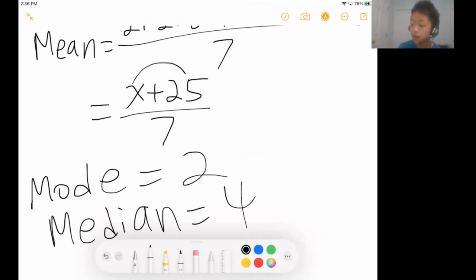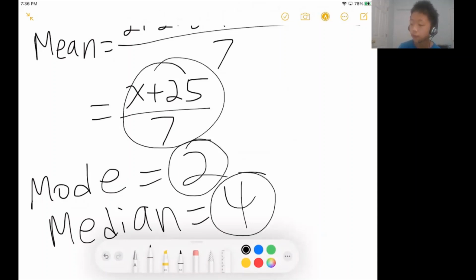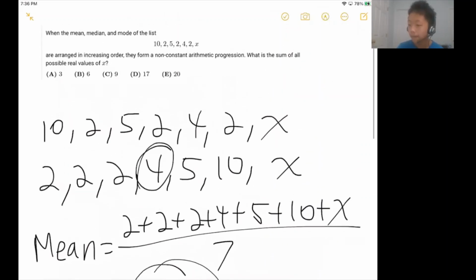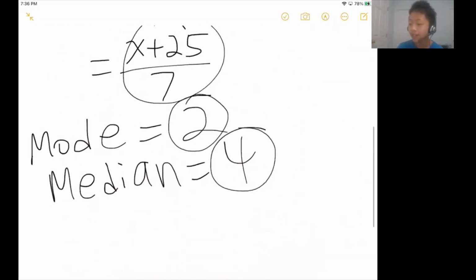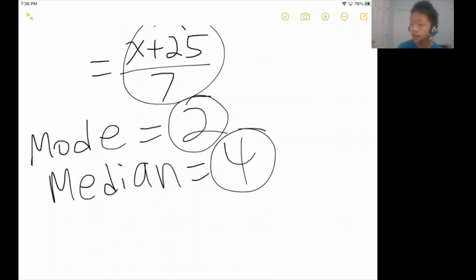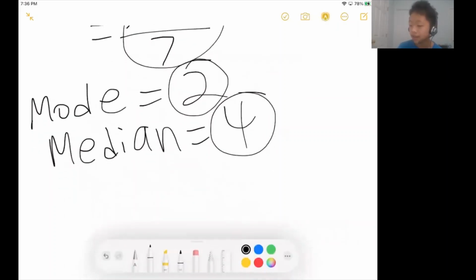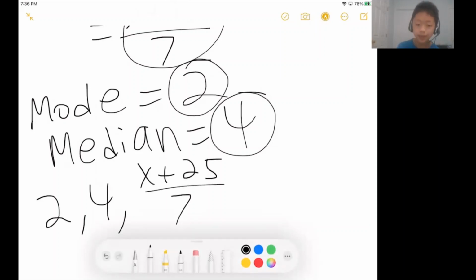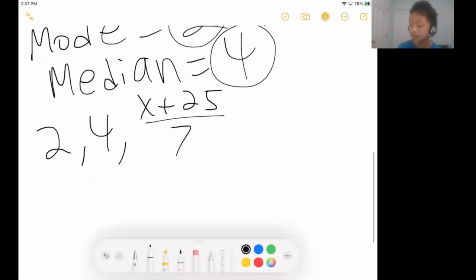So we have these 3 numbers, and we know they have to form an arithmetic progression. Notice that if these numbers form an arithmetic progression, then the mode is 2, the median is 4, and the mean is x plus 25, divided by 7. So if these numbers are to form an arithmetic progression, then this number here has to be a 6, right?